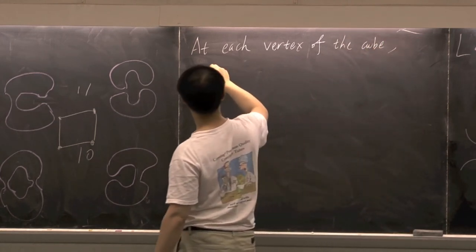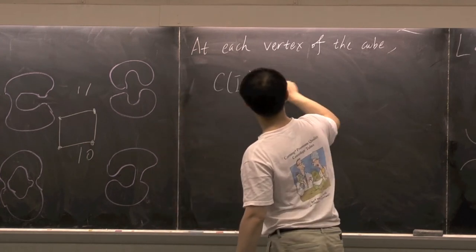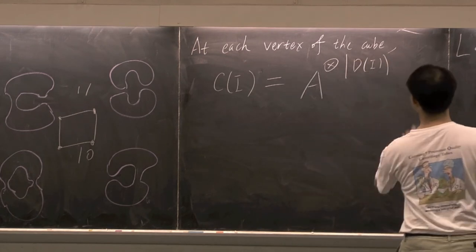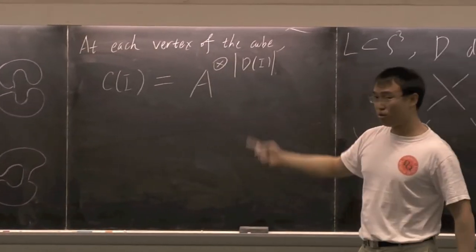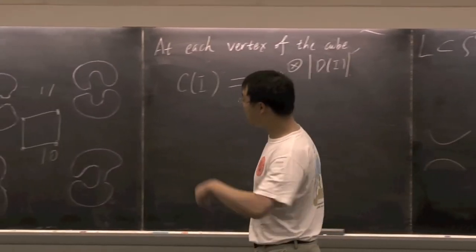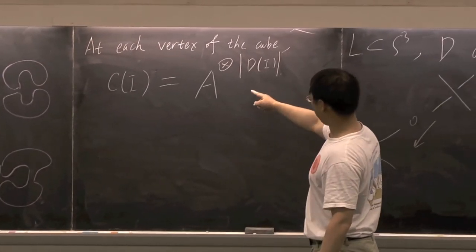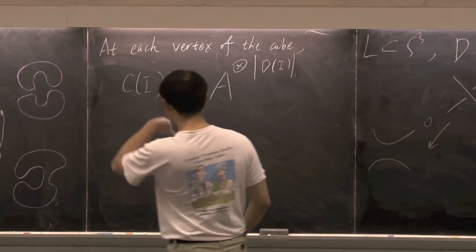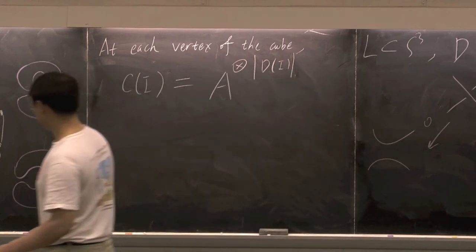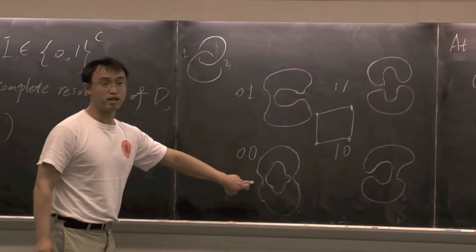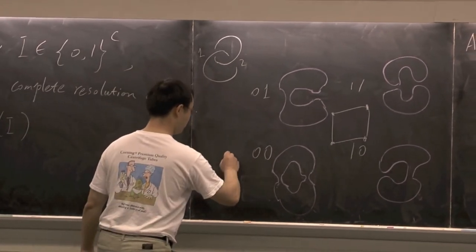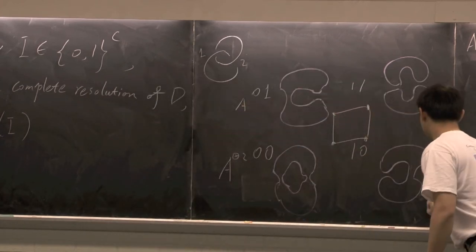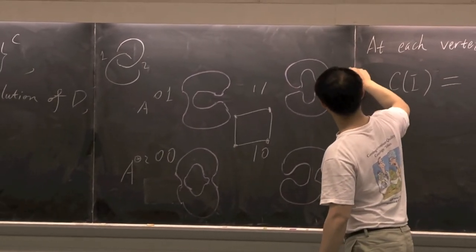we define C_I to be the tensor product of A. So you take this many copies of A, where this is the number of components in D_I, and take the tensor product. This gives you a group. For example, this one is a two component unlink, so you take A tensor square, and for this one it is A. And this one is A, and this one is A tensor square.